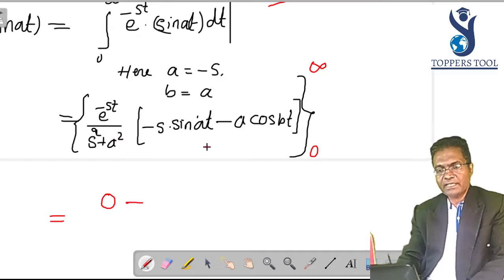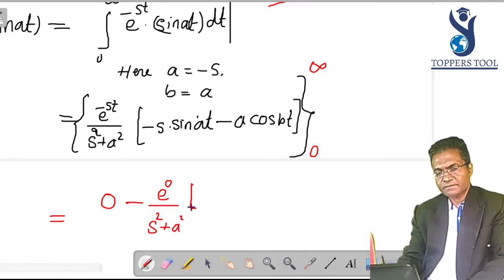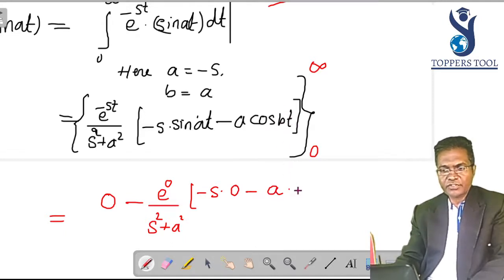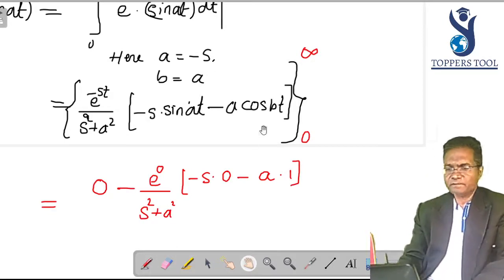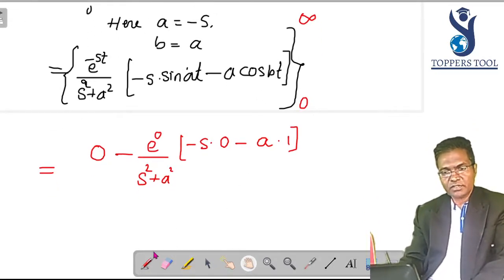For the second one you apply 0. So what you will get? E power 0 by s square plus a square, minus s into, if you apply 0 here, sine 0 is 0, so this term becomes 0, minus a into, if you supply t as 0, cos 0 is 1. Okay, so this term you have to remember. After applying the upper limit it becomes infinity by infinity, so on evaluating you will get 0.